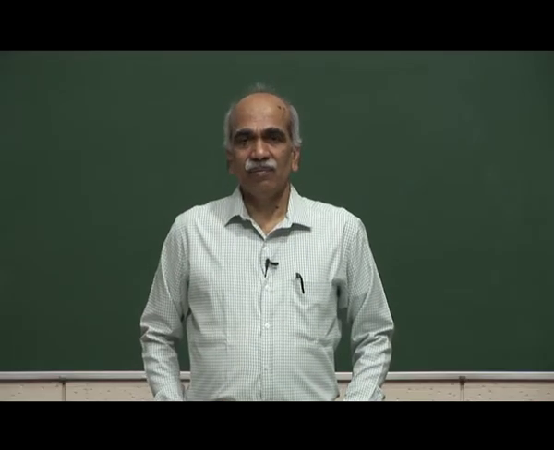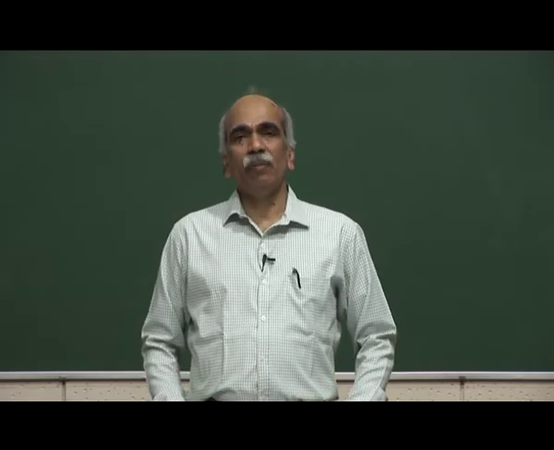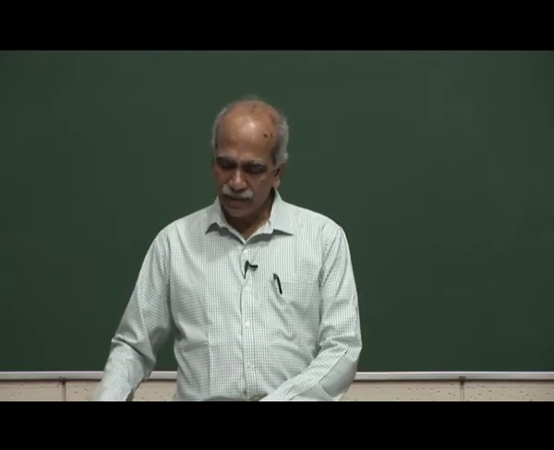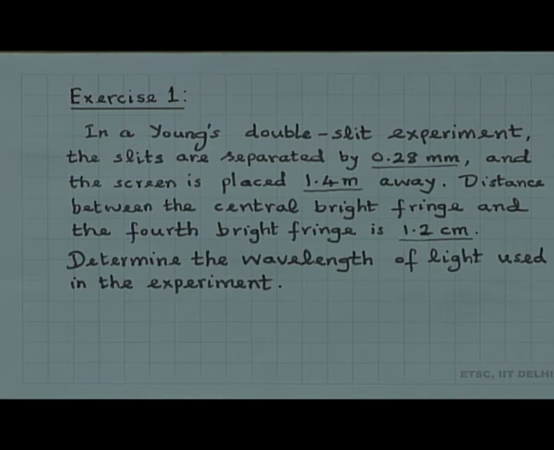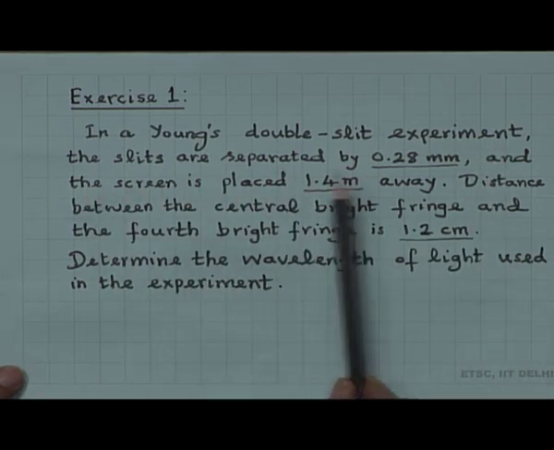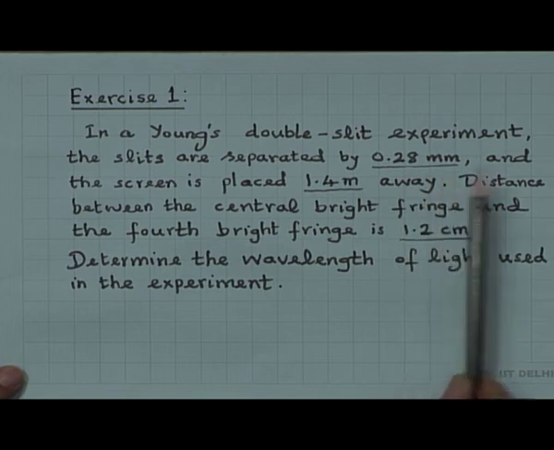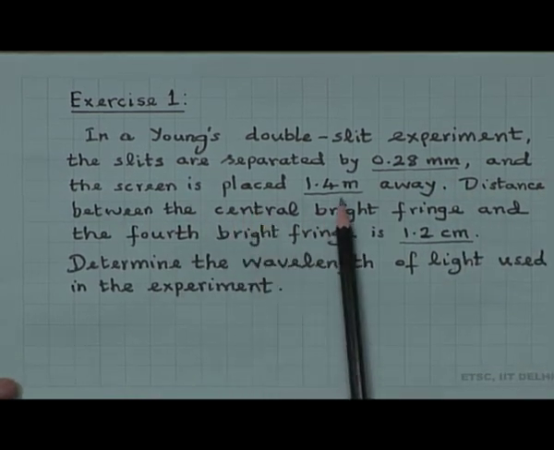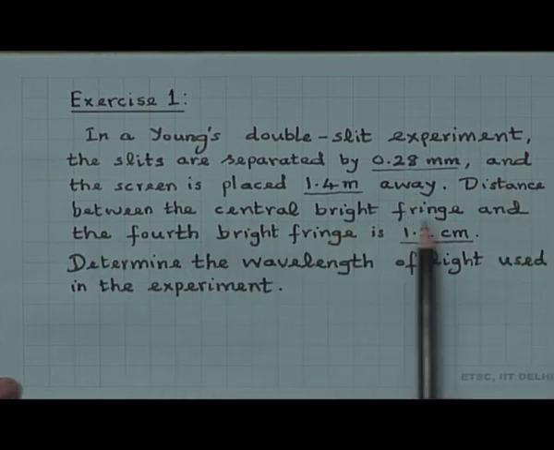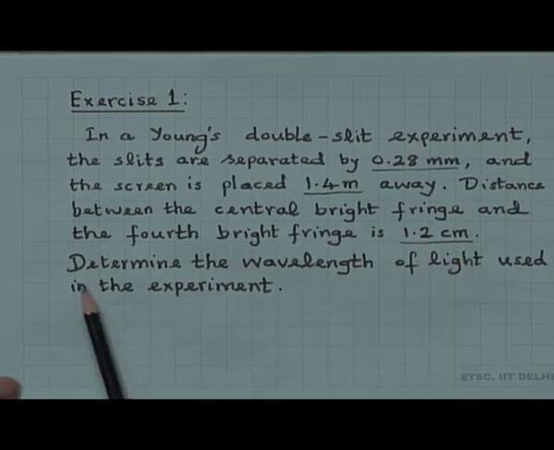We will now discuss some problems that give a better feel for the understanding. Let me take the first exercise here. This is from the textbook, and let us see the problem. In a Young's double slit experiment, the slits are separated by 0.28 millimeter and the screen is placed 1.4 meter away. The distance between the central bright fringe and the fourth bright fringe is 1.2 centimeter. Determine the wavelength of light used in the experiment.